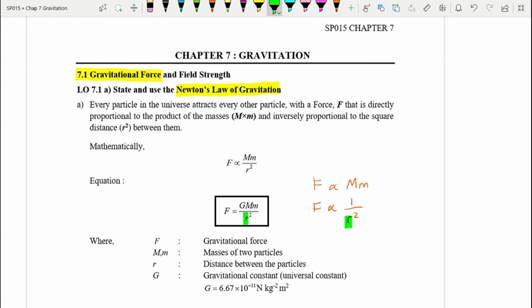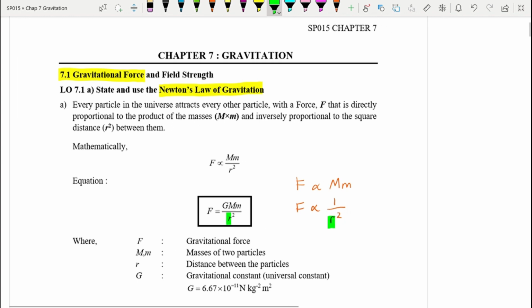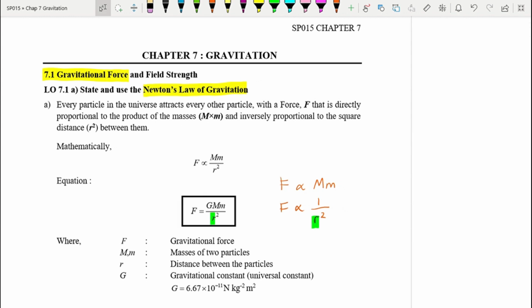Okay, so R dekat sini dia menggunakan simbol R sebab selalunya kita akan panggil R sebagai radius lah. Sebab selalunya objek yang kita discusskan adalah berbentuk sphere. Okay, so sphere dan dia selalunya agak besar dan berat. Okay, contohnya planet Earth, sun, star. Okay, so kita tahu objek-objek yang berbentuk sphere ni dia ada radius. Dia ada center dan dia juga ada radius.